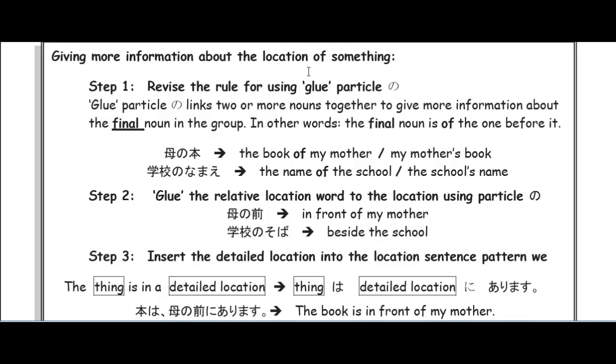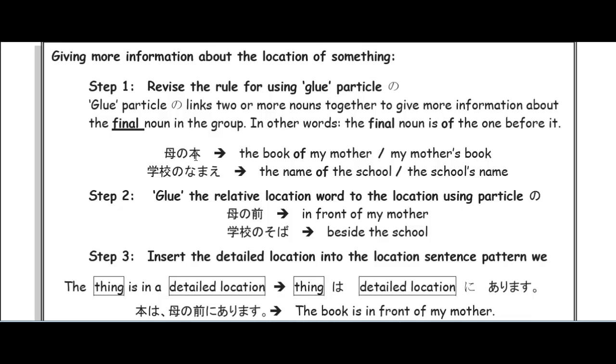So we're going to give a relative location. It's on top of the table, it's under the table, and so on. Step 1. Now let's have a look at the rule again for using glue or connective particle no. Glue particle no, or connective particle no, links two or more nouns together to give more information about the final noun in the group. So the one at the end is your key word. So the final noun, if we want to translate it into English, the final noun is of the one before it. Look at the example.